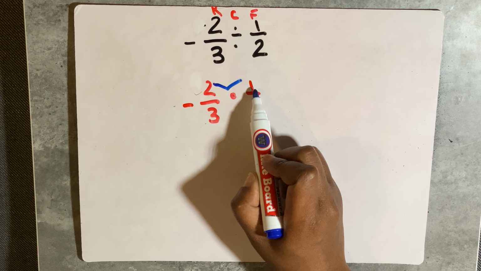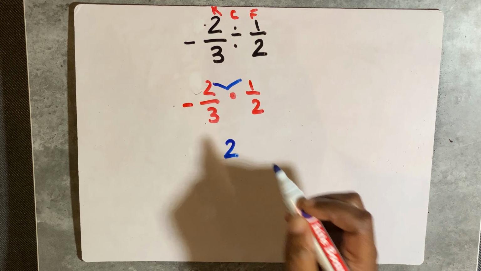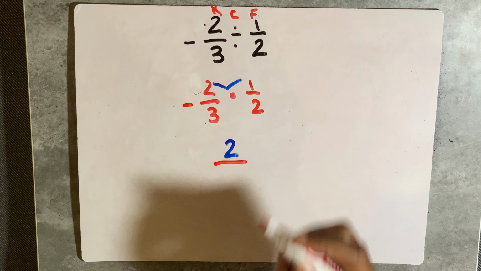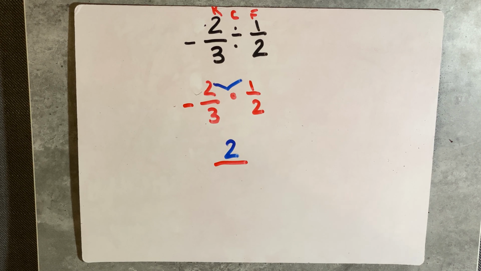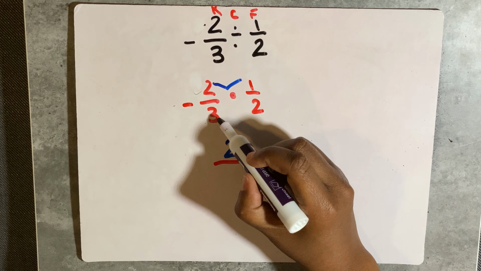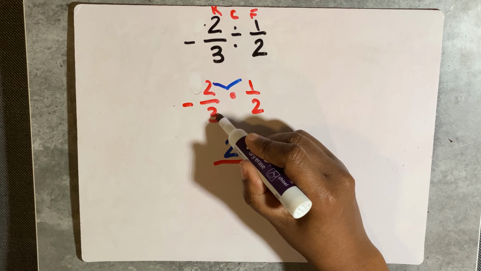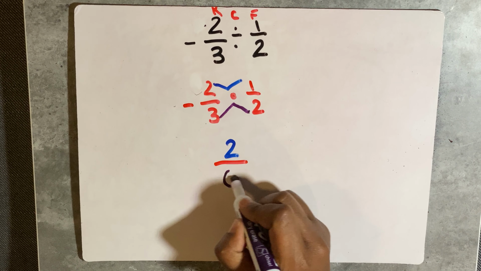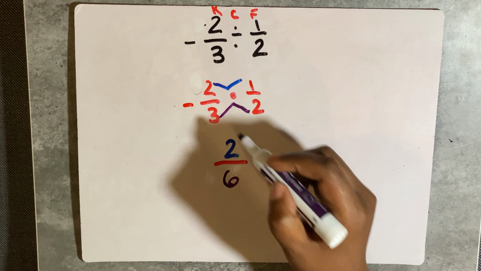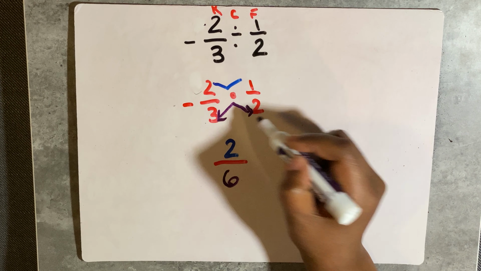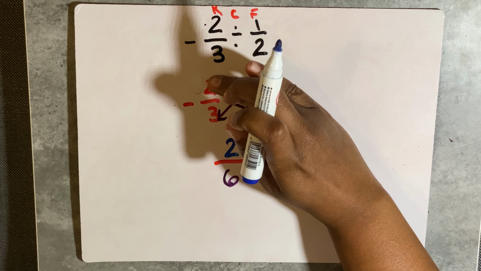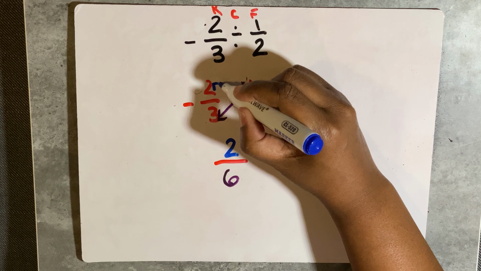2 times 1 is 2. And 3 times 2 is 6. Put little arrows on there. I like the arrows. It makes sense to me which way I'm going here.